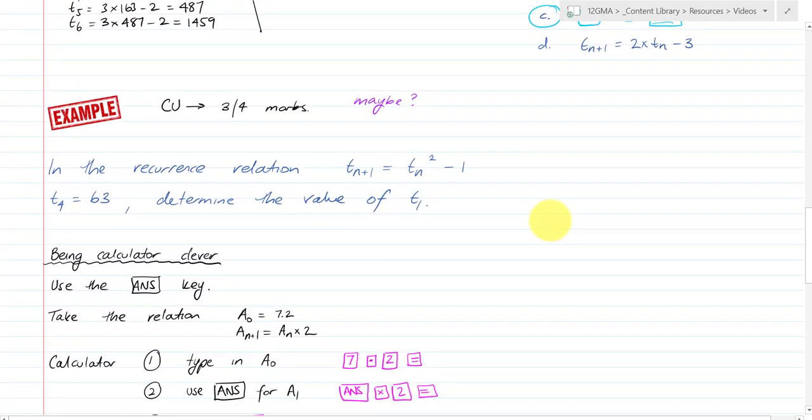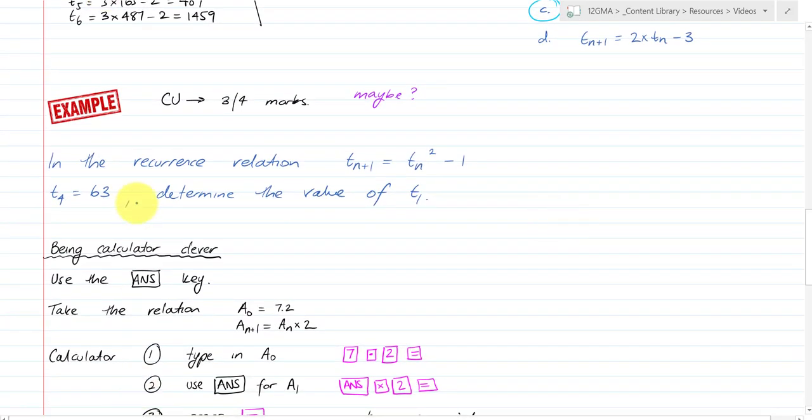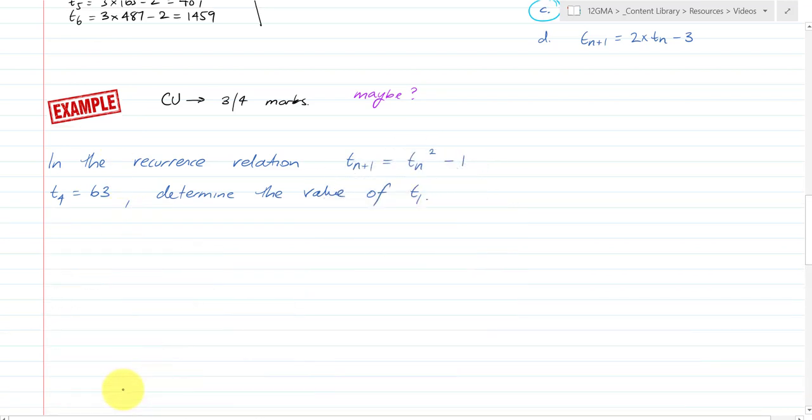Now let's look at something that might be a complex unfamiliar question. It's not too hard, but it does rely on a bit of algebraic nous, I suppose. So we're told that Tn plus 1 equals Tn squared minus 1. But in this case, we're given T4 and we need to find T1. So this function takes us from a lower term to an upper term. How can we rewrite this so that we're now going from an upper term to a lower term?